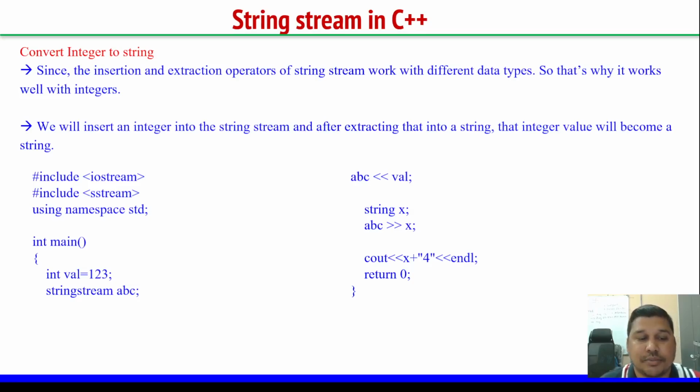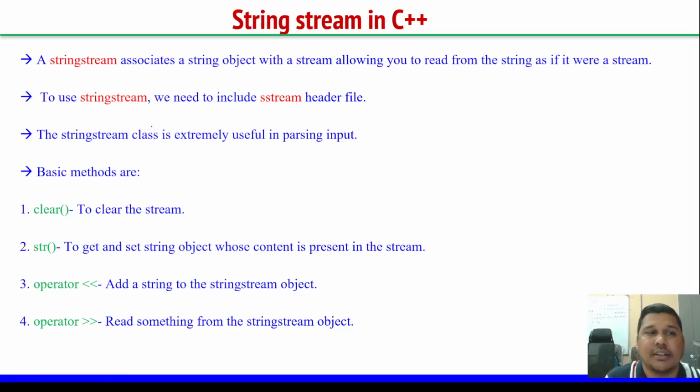So, these are different usages of this string stream class. Okay. Actually, we are saying it as a class. I say string stream is a class. If you see the definition here, string stream associates a string object with the stream, allowing you to read from the string. Okay, it associates with the string object.